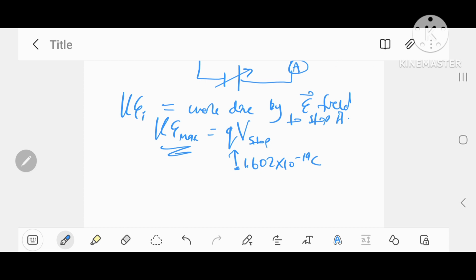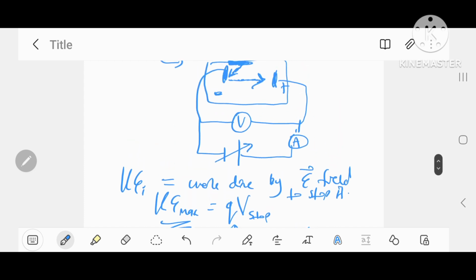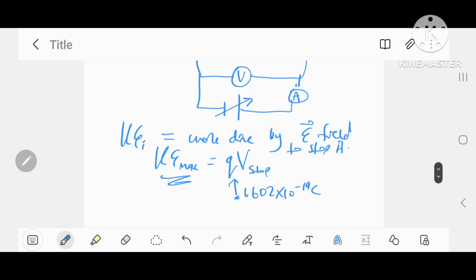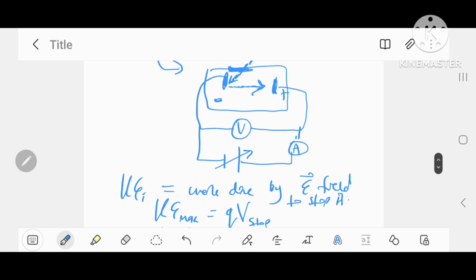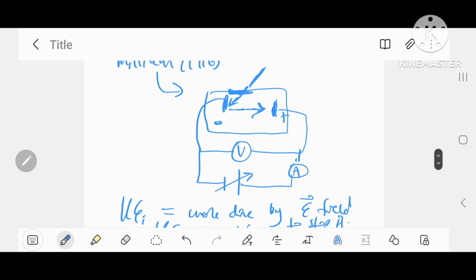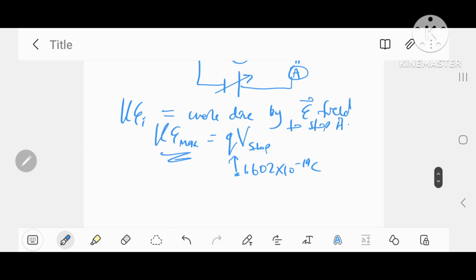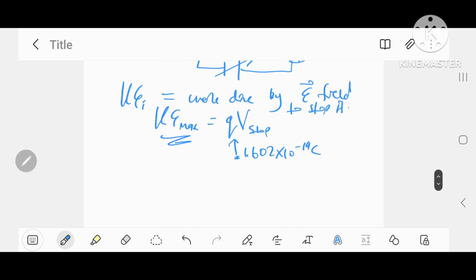So I'll explain that again. Suppose the positive plate became negative. In other words, you swapped the positive and negative plates. The photoelectrons will be repelled by the negative plate, because negative and negative repel. And so there'll be work done on the electrons to stop them from reaching that negative plate, given by QV. And the minimum voltage that's applied for that to happen is called the stopping voltage.